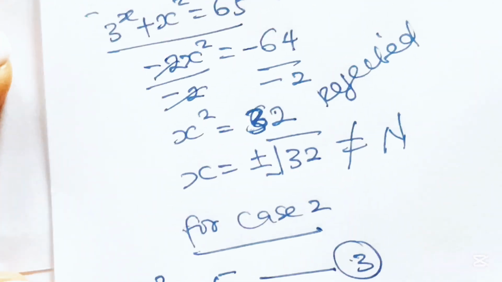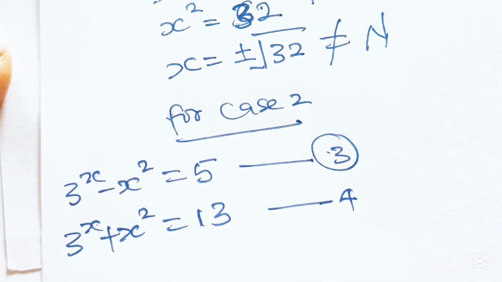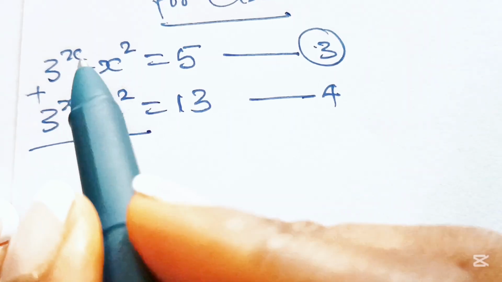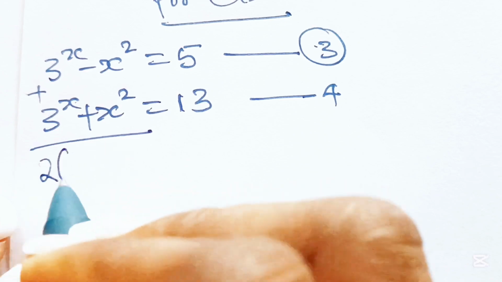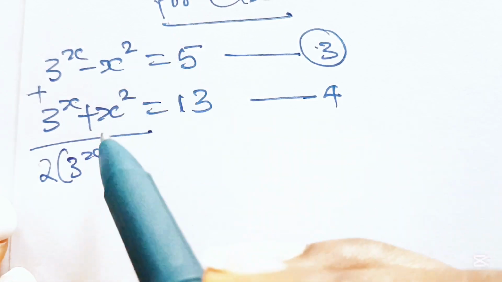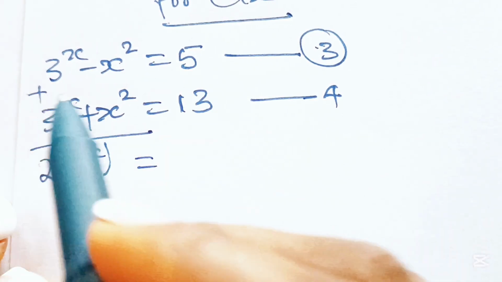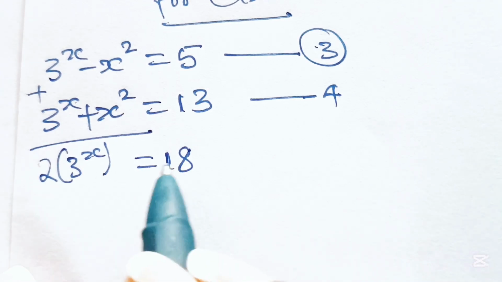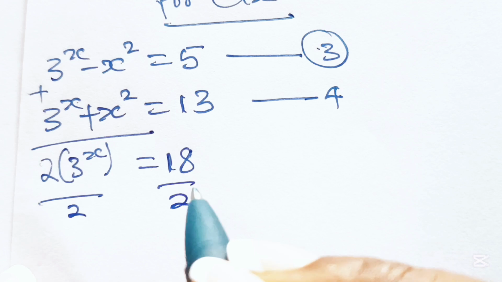Now, if we subtract equation 3 from equation 4, or if we add any one, so let's add. Now 3 to the power of x plus 3 to the power of x is 2 multiplied by 3 to the power of x, right? Then minus x to the power of 2 plus x to the power of 2 is 0, is equal to 5 plus 13 is 18. Now let's divide both sides of this equation by 2.